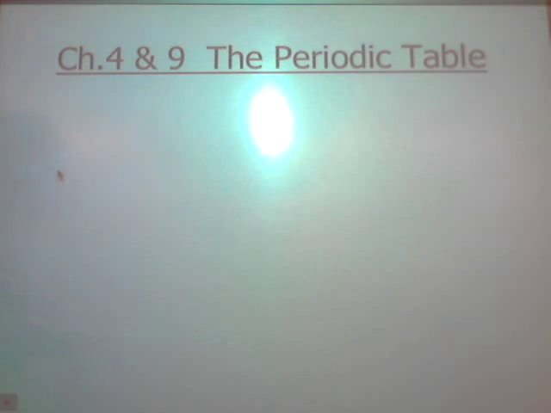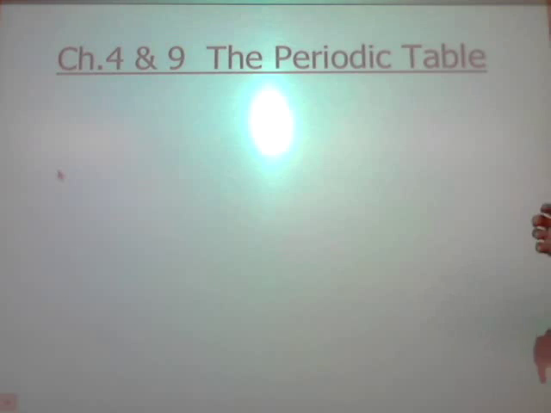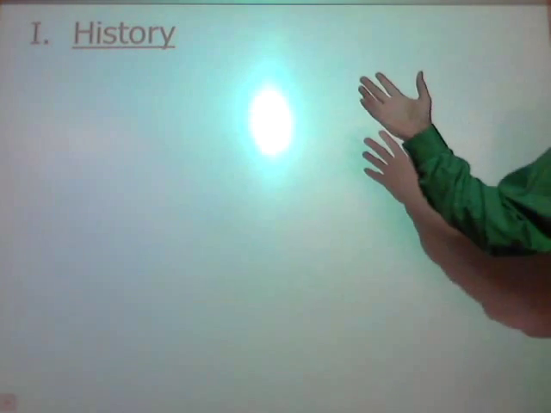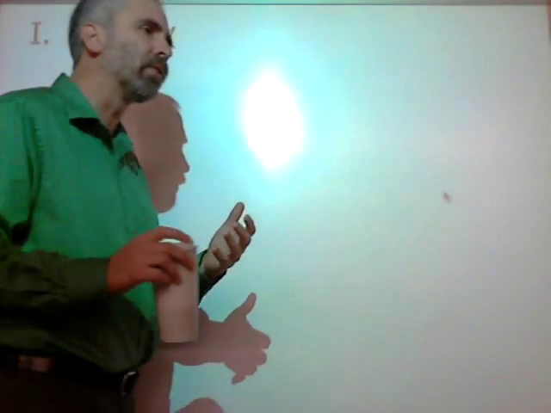Periodic table today. You started this yesterday when you did your little activity. That was a great illustration of how historically the periodic table came into being. You got all these stick figures, remember? From yesterday, all these different stick figures, different numbers of hair, fingers, arms, all that stuff. And you had to put them all together somehow or other.